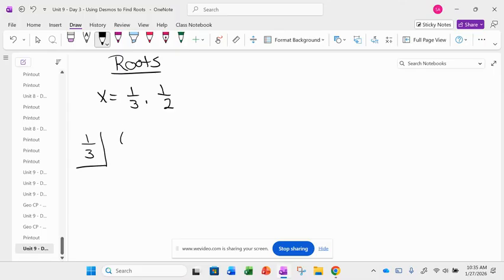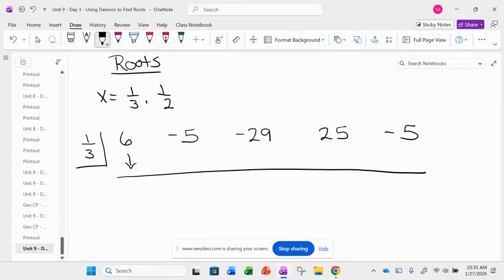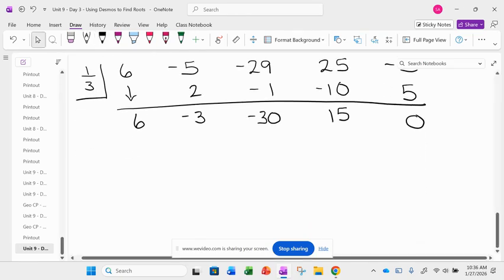And we have our coefficients 6, -5, -29, 25, and -5. All right, so 1/3 of 6 is 2. -5 plus 2 is -3. 1/3 of -3 is -1. That brings us to -30. 1/3 of -30 is -10. 1/3 of 15 is +5, which brings us to 0. Now we got the 1/3.